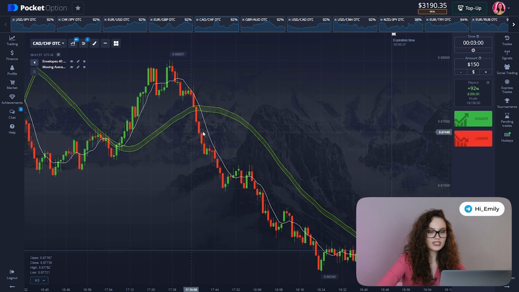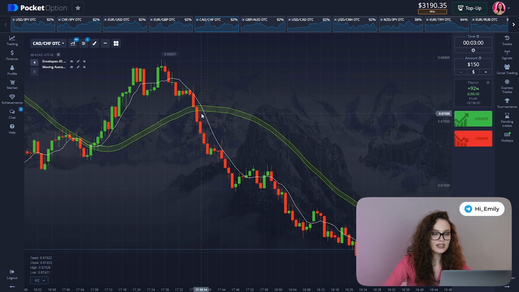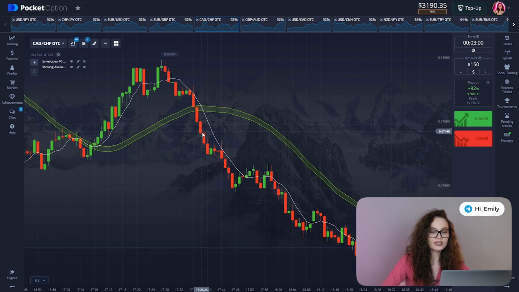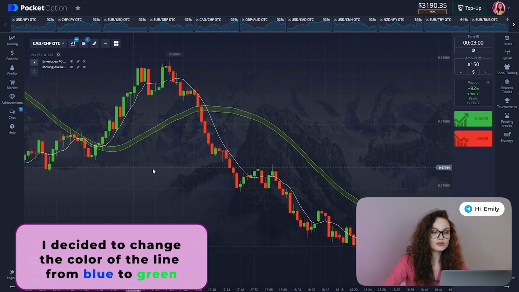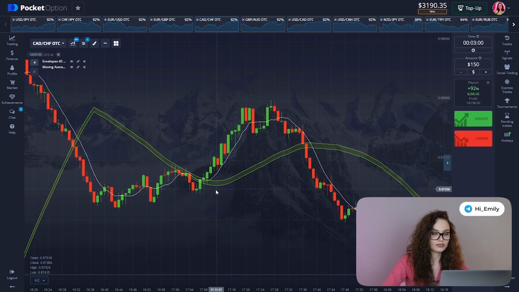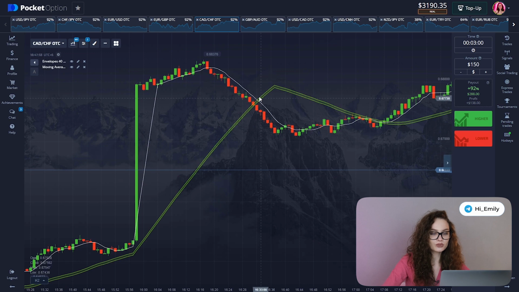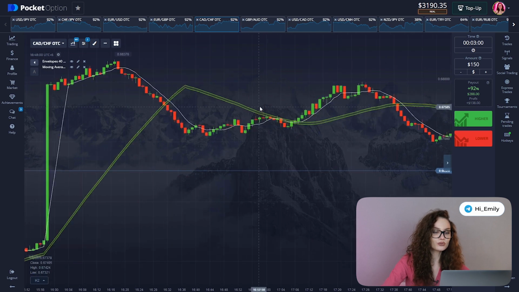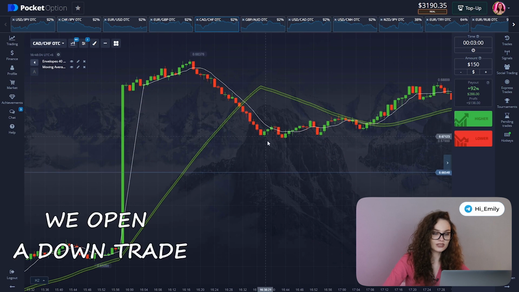Watch carefully, friends. First moment, we see the white line of our moving average indicator cross the top of our second envelopes indicator. Now we need to find a candle where the white line goes into the frame of blue lines. An important point, we need to wait for the close of the candle that fits this condition. Condition: the white line crosses the upper border of the blue indicator and is between two blue lines. When we see this candle, we open a down trade.